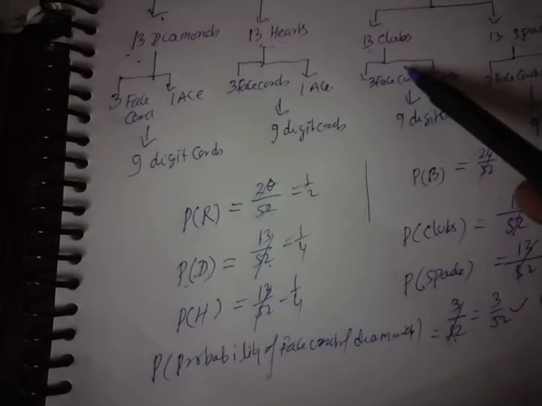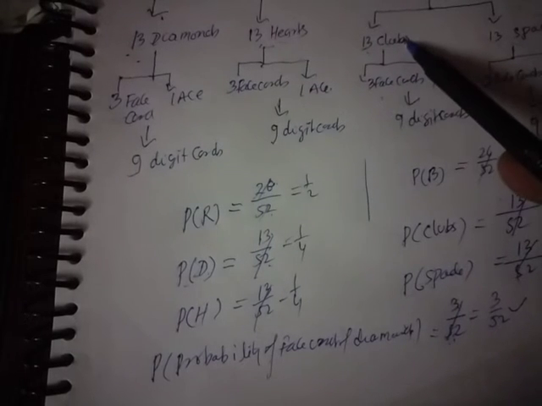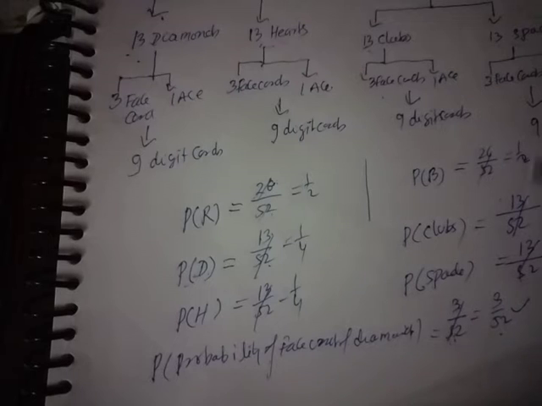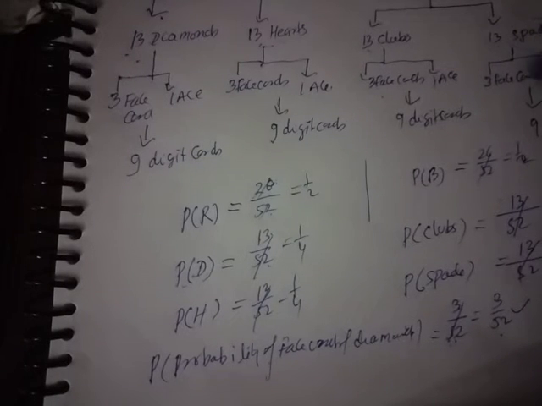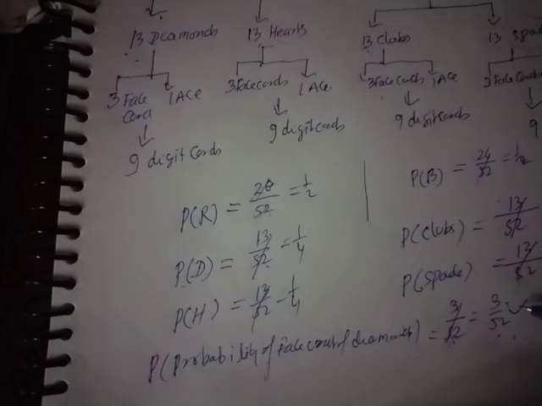You have to find the probability of the face card of club. That is 3 upon 52. Suppose that you have to find out the probability of the face card of spade. The same thing is there.